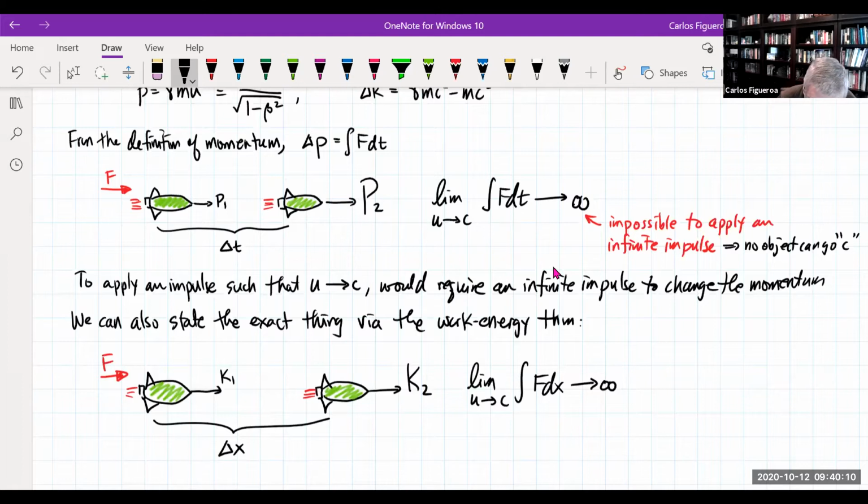So here, we say that it's impossible to apply an infinite amount of work. So you conclude from the same thing that no object can go c. No massive object can go c.